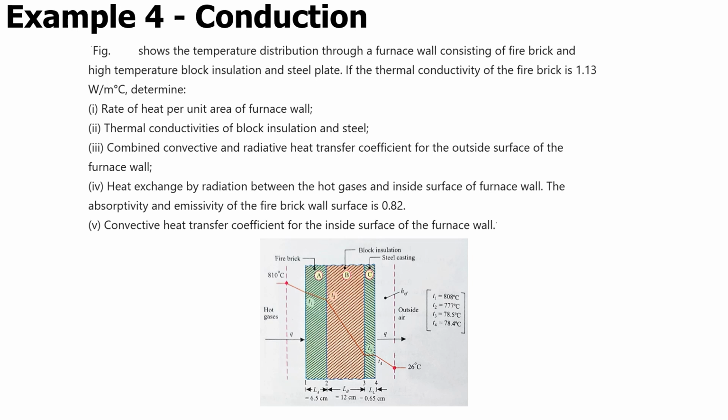Our task in this example is to determine several key parameters. First, we need to calculate the rate of heat per unit area of the furnace wall. Second, we'll find the thermal conductivities of the block insulation and the steel. Third, we'll determine the combined convective and radiative heat transfer coefficient for the outside surface of the furnace wall. Fourth, we'll calculate the heat exchange by radiation between the hot gases and the inside surface of the furnace wall, given the absorptivity and emissivity of the fire brick surface as 0.82. Finally, we'll determine the convective heat transfer coefficient for the inside surface of the furnace wall.